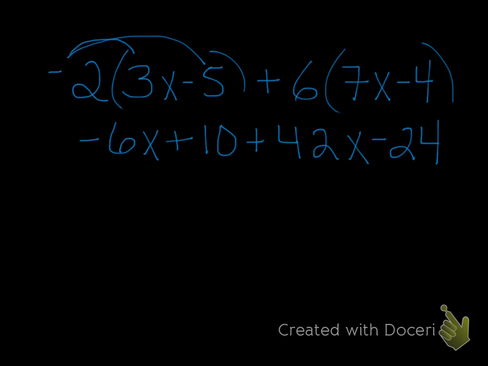Okay. Combine like terms. I have a negative 6x and a positive 42. Different sign. Find the difference. I'm going to subtract them. I'll let you count on your fingers. 6 from 42. Waiting. Waiting. Do you have it yet? Okay. 36.